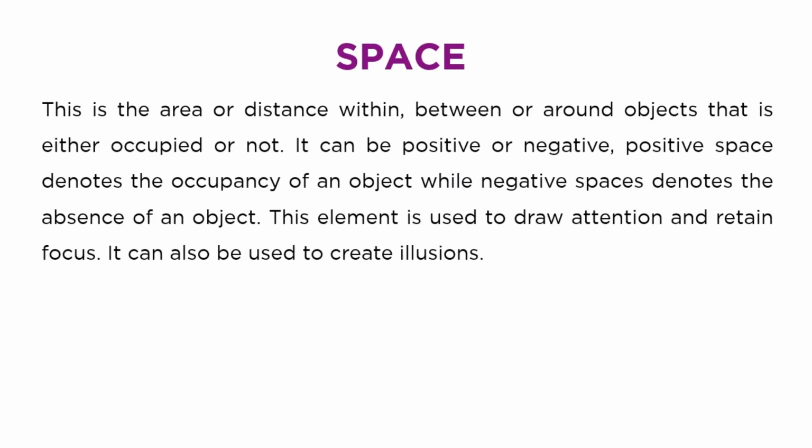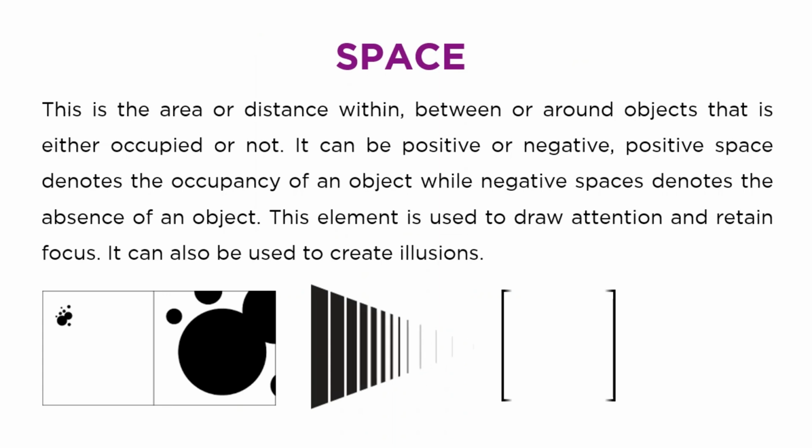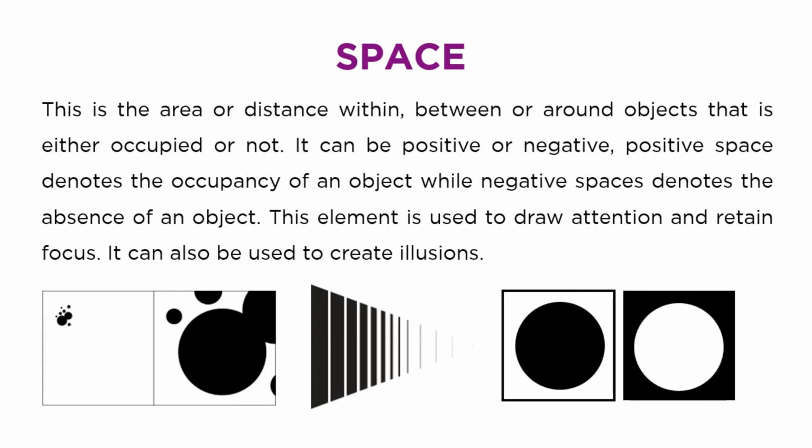Space. This is the area or distance within, between, or around objects that is either occupied or not. It can be positive or negative. Positive space denotes the occupancy of an object, while negative space denotes the absence of an object. This element is used to draw attention and retain focus. It can also be used to create illusions. So here are examples of application of space.